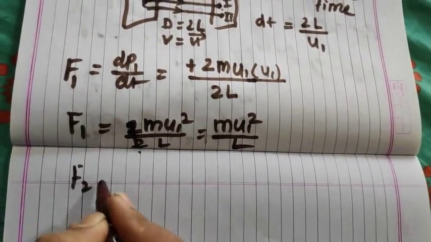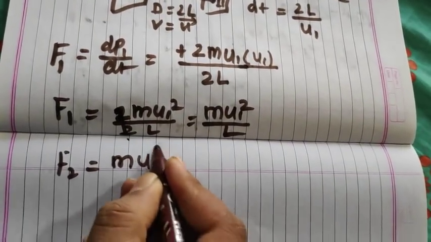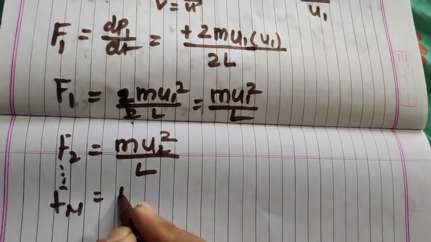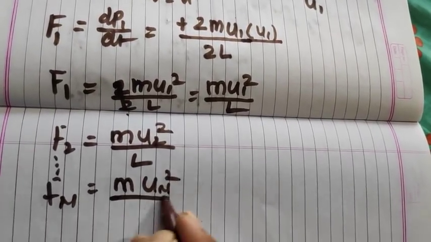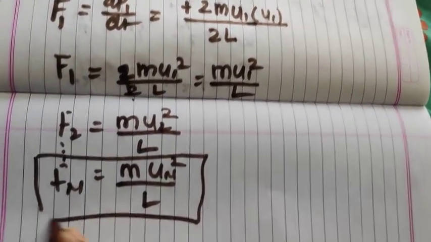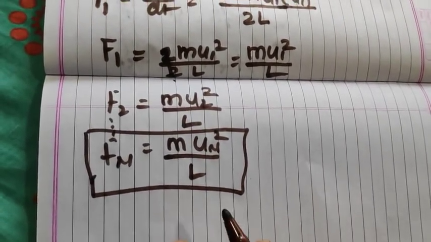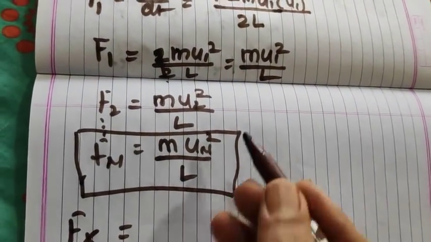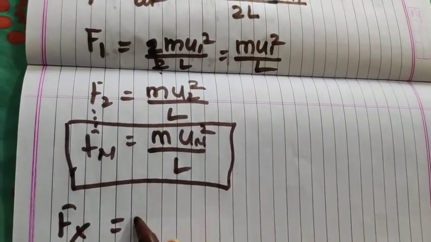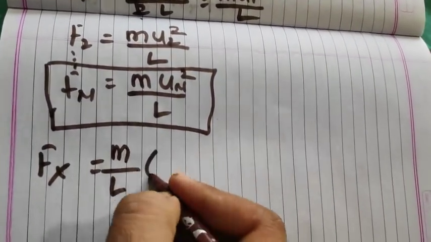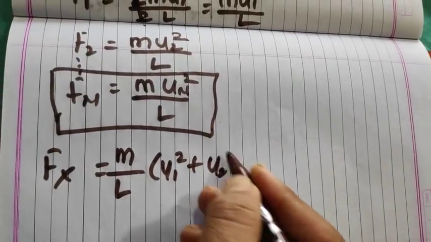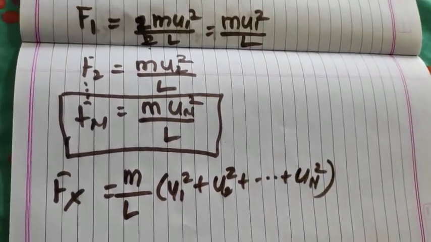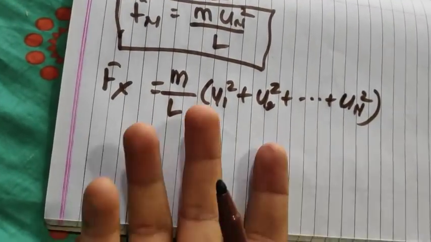In this way, you can get the force of the second molecule along the x-axis as m u2 square upon L, and for the nth molecule, m un square upon L. So this is a very important equation. This is the force of the nth molecule along the x-axis. So total force Fx will be the addition of them. Let's add them together. Can we have something common? Yes, we can have m by L common, into the bracket u1 square plus u2 square plus dot dot dot for the nth molecule un square. So we have got the force.